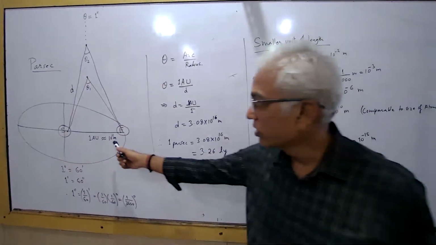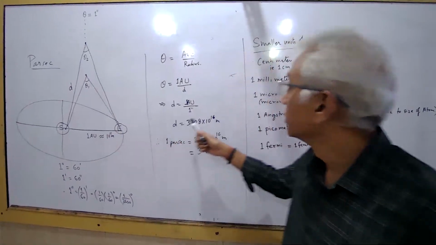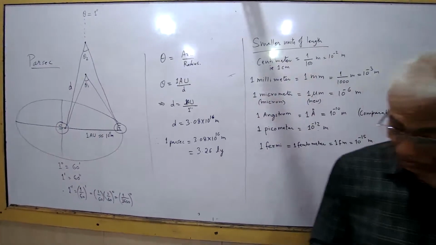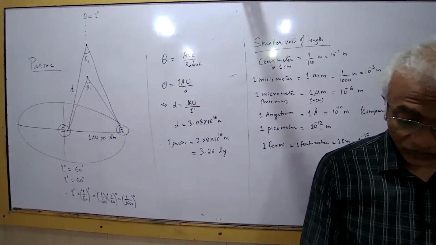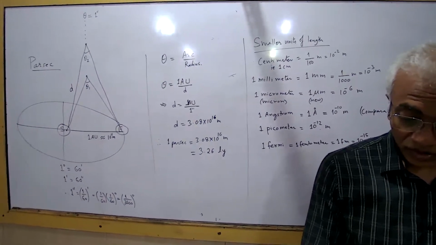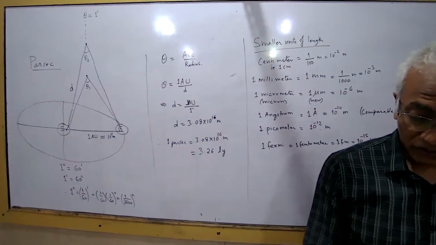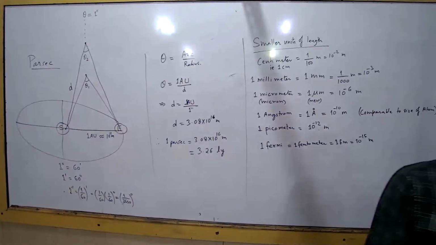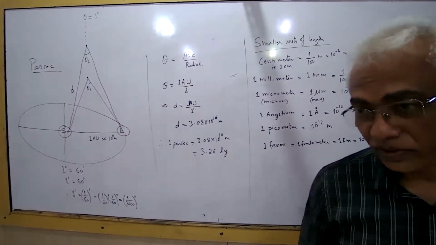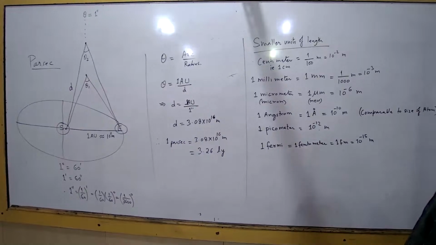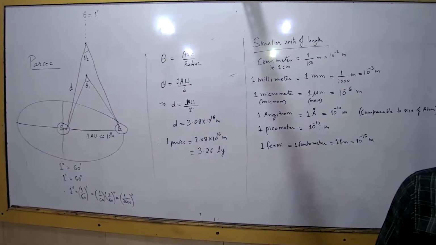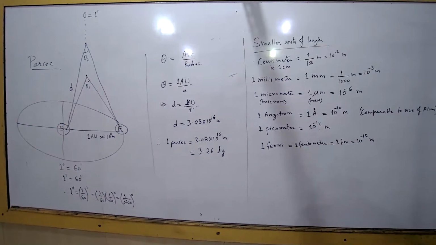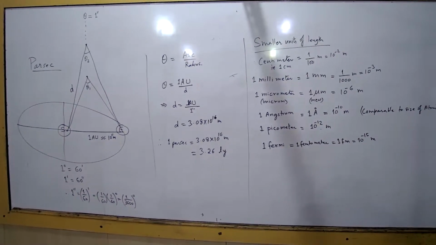So the order is like 10 raised to 11 meter, then parsec is 10 raised to 16. How much is a light year? A light year is roughly 10 raised to 15 meter, 9.46 into 10 raised to 15. Meter or kilometer? Meter. Just before that it is meter, 10 raised to 15. Kilometer is 10 raised to 12, so divided by 1000. So remember it in meter.